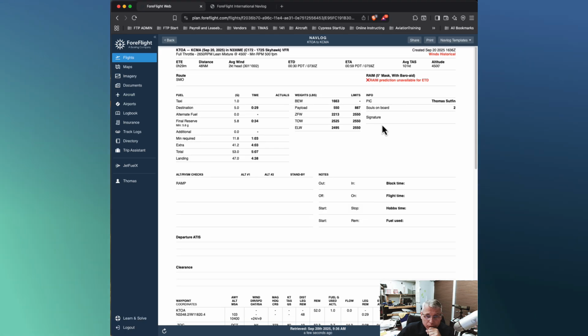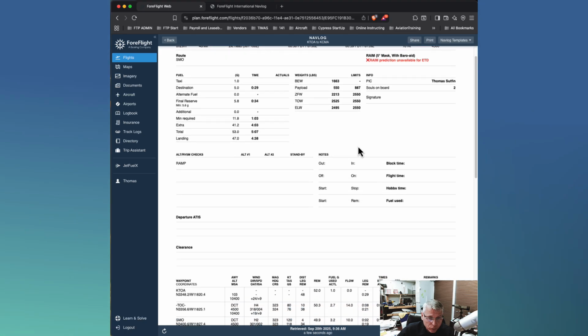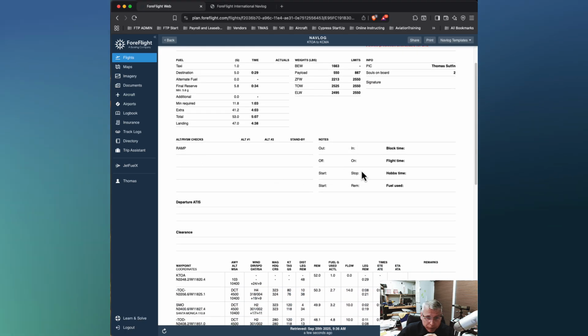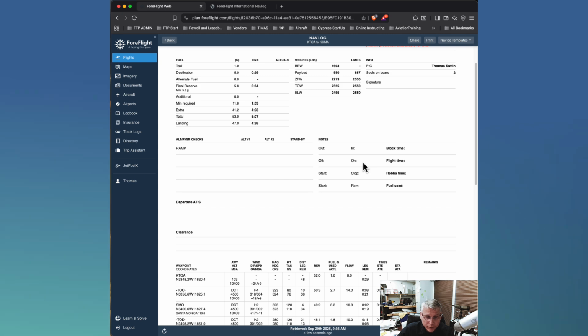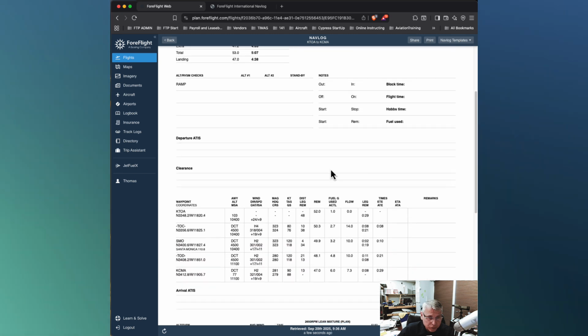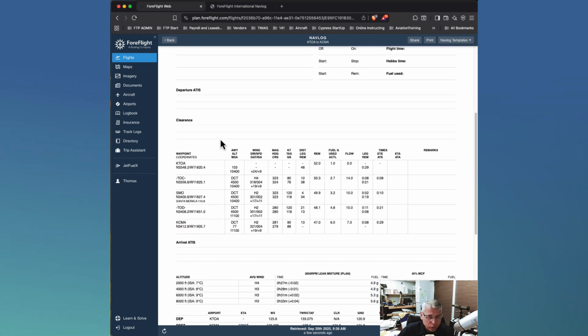Okay, all right, 2 people on board, nothing new, nothing's changed. A couple of details here. These become important pilot notes when we take off, when we land, when we get off the ground, when we get on the ground. There's a couple of things there to pay attention to. Departure ATIS, again, we'll go over some of these.